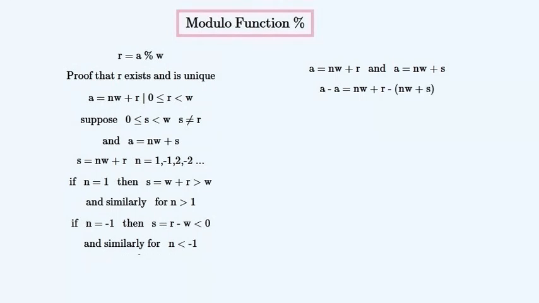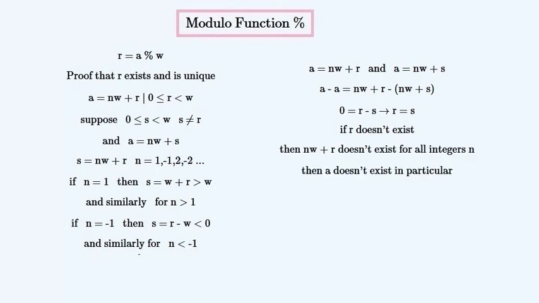We could then subtract one of these equations from the other, which would give us r being equal to s, contradicting r being not equal to s. So we've proven that r is unique. So now we have to prove that r exists, supposing that r didn't exist. Then this expression doesn't exist either. Then a doesn't exist in particular, because it is one of these expressions for a particular value of n, which contradicts the assumption that a exists. So r exists and is unique.